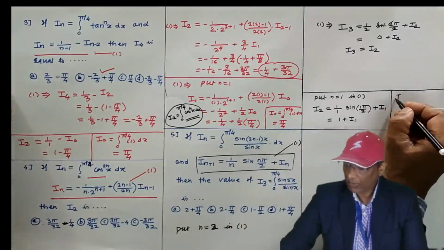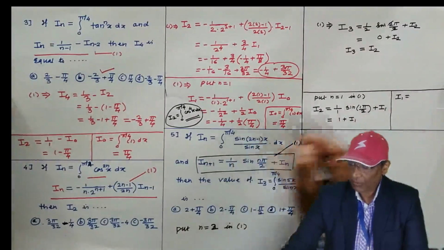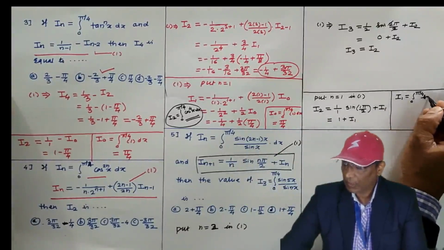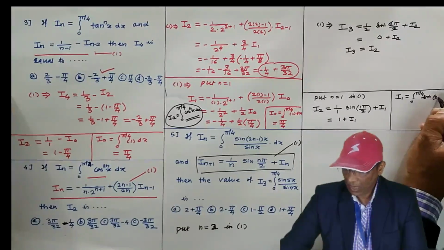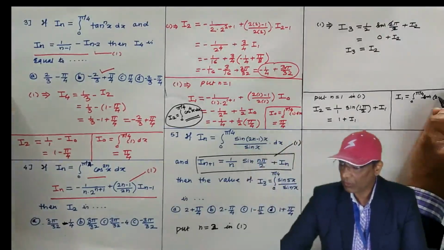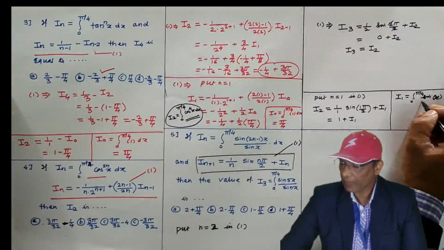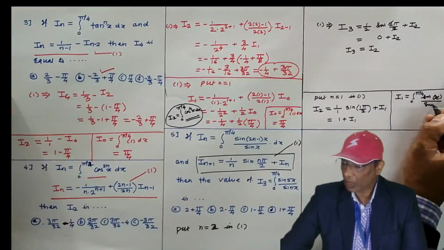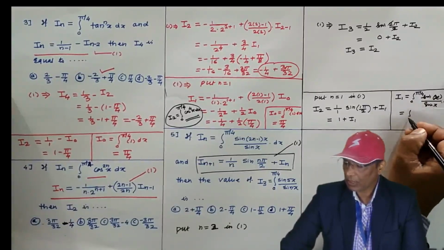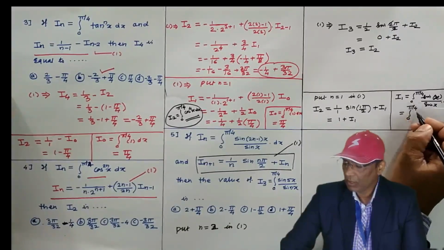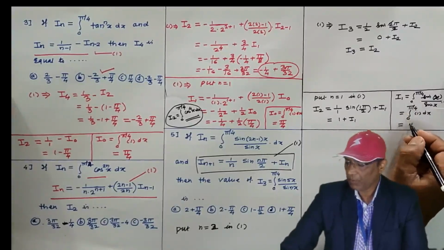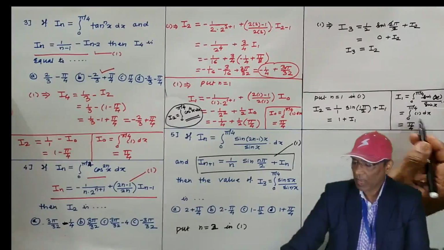If I put n equal to 1 here, you get integral 0 to pi by 4 sine (2 minus 1)x, 2 minus 1 is 1. Sine x I am writing directly, and sine x in the denominator as it is. Both the sine x cancel, 1 is remaining, and integral of 1 for the limit 0 to pi by 4 is pi by 4. This value of I1 is pi by 4.